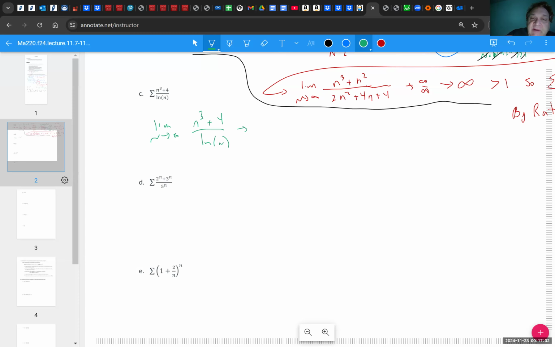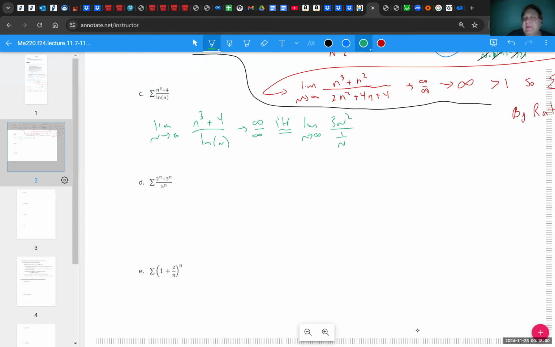And we get infinity over infinity. Both these functions go to infinity. I do know how to differentiate these, so I'll just use L'Hopital's rule. The derivative of the top is 3n squared. The derivative of the bottom is 1 over n. Oops, I forgot my limit. Okay, let me write limit. I do have to write limit every time. The top is 3n squared. The bottom is 1 over n.